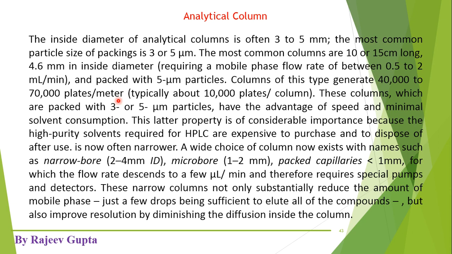When the theoretical plates increase for a column, we can say that its resolving power or efficiency also increases. So this is the number of plates per meter. Typically, for a column the plate number will be 10,000, because the column length is in the range of 10 to 15 centimeters. So for a column the average number of theoretical plates is 10,000.